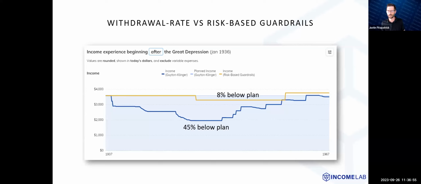It's worth looking at the time period as well. Now, this is a relatively long period that's 8% below plan for the risk-based guardrails. But note, it's almost the entire plan that you're below plan for Guyton-Klinger.